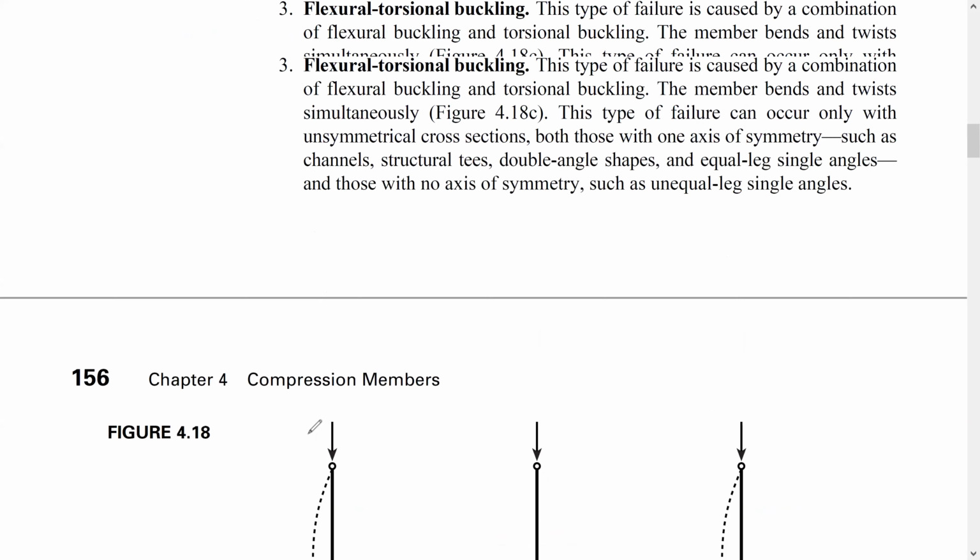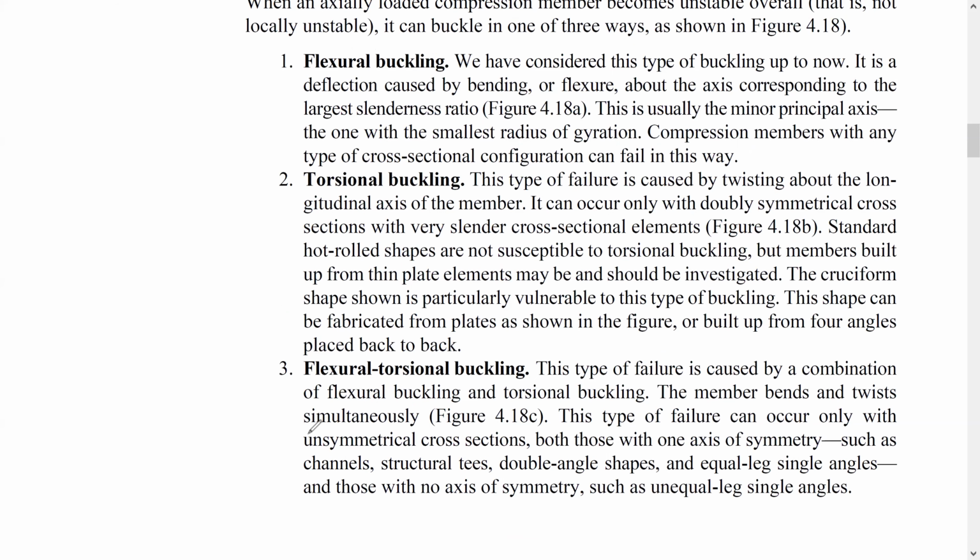And we do have two other types of buckling. Let's get back here. We do have torsional buckling. Torsion means twisting, okay? This type of failure is caused by twisting about the longitudinal axis of the member, and I'll show you in the sketch what it means. This will happen only for doubly symmetrical cross sections with very slender members, okay? The cruciform shapes, which I'll show you right now, are susceptible to this kind of buckling.